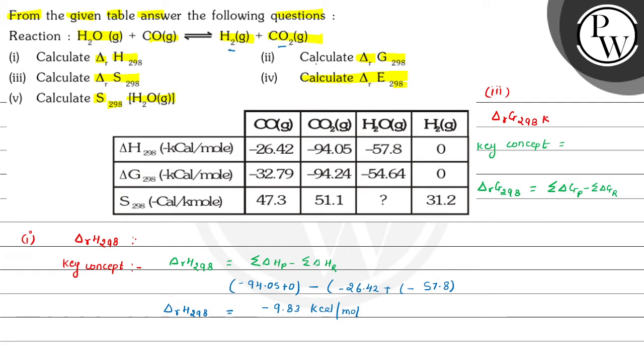So at product side here H2 and CO2, for H2 the value is equal to 0 and for CO2 the value is equal to minus 94.24, minus at reactant side here the values are minus 32.79 for CO, plus minus 54.64 for H2O. So the value of change in Gibbs free energy at 298 Kelvin comes out to be minus 6.81 kilocalorie per mole.